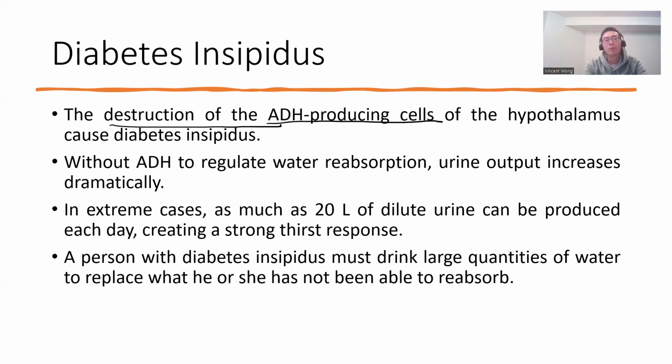Without ADH, that's actually a pretty big problem. Remember, ADH is anti-diuretic, it's anti-pee. So without ADH, the person pees all the time. In extreme cases, they pee as much as 20 liters per day. So they will get severely dehydrated if they don't replenish the fluid. They have to drink a lot. Sometimes they have to take replacement hormone medicine to replace the missing ADH. So, diabetes insipidus.